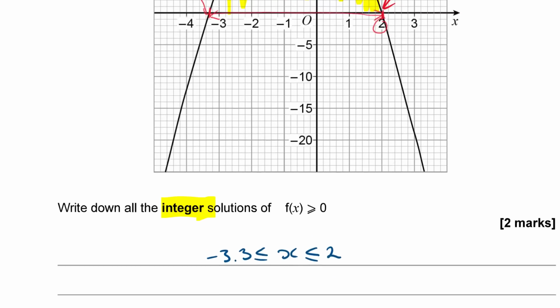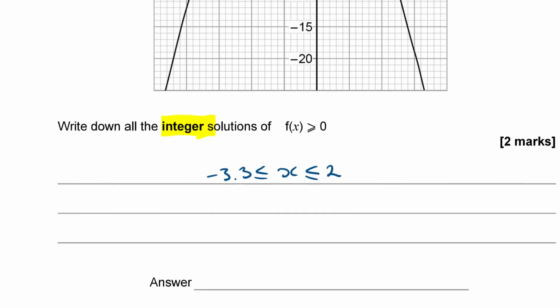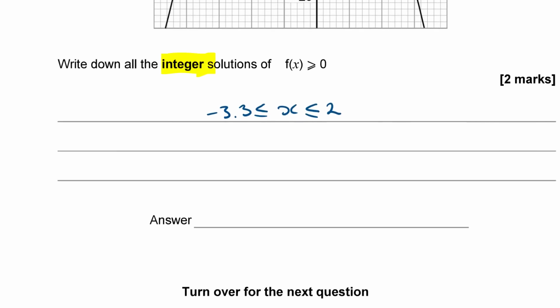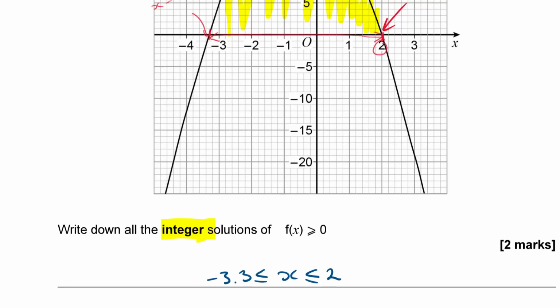solutions. So given that there's got to be integer solutions. Integers are whole positive or negative numbers. So the whole positive or negative numbers between minus 3.3 and 2, inclusive of the endpoints, are going to be minus 3, minus 2, minus 1, 0, 1, and 2. On the graph, basically, it's these ones like that one there, that one there, that one there, that one there, that one there, and that one there.